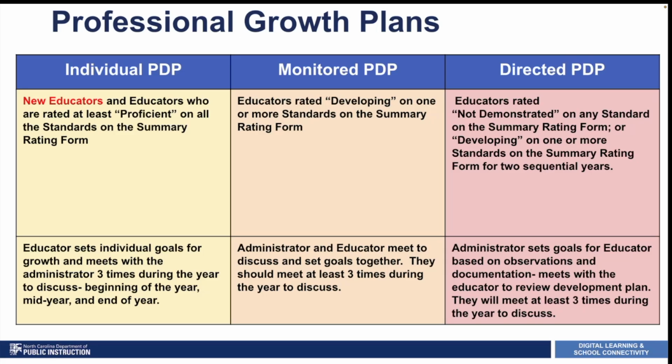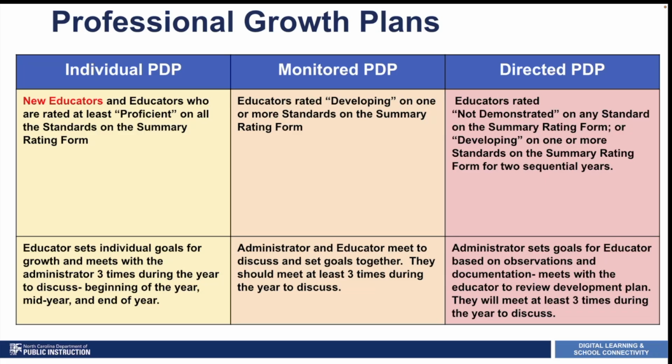For our individual PDP, that is given to new educators because they don't have any summative data from the year before. And any educator who is rated proficient on all of the standards on their summary rating form is placed on the individual PDP. And what that means is the educator gets to set their goals for growth. They're going to continue to meet with the administrator and check in 3 times during the year to check progress on that PDP.